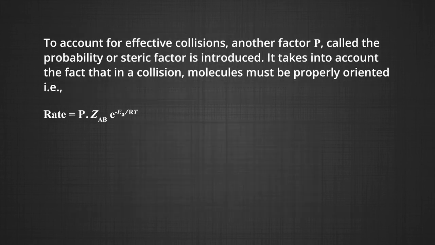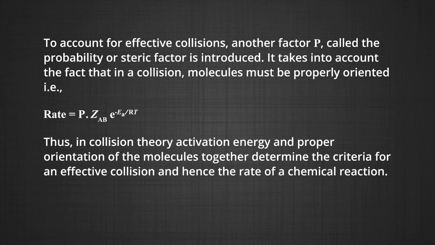To account for the effective collisions, another factor P, called the probability or the steric factor, is introduced. It takes into account the fact that in a collision, molecules must be properly oriented. So now the expression is rate = P Z_AB e^(-Ea/RT). Thus, in collision theory, activation energy and the proper orientation of the molecules together determine the criteria for an effective collision and hence the rate of a chemical reaction.